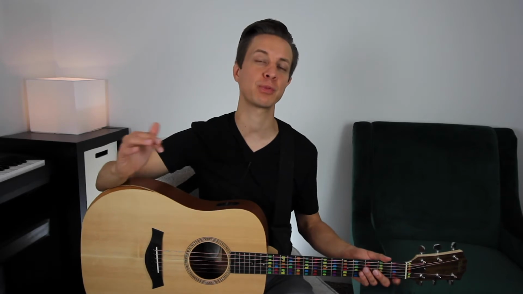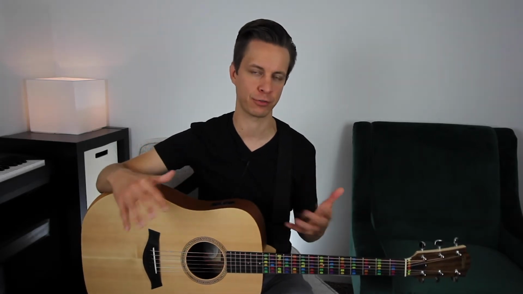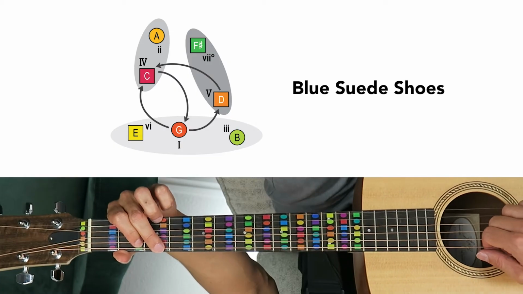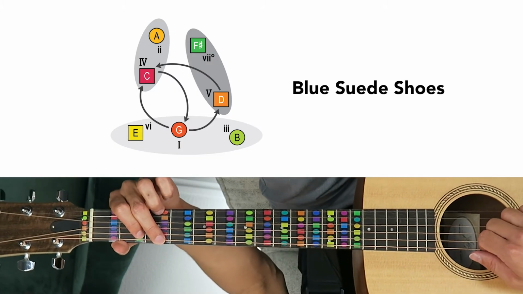To illustrate this point, let's play through the song Blue Suede Shoes in a handful of different keys to see how chord function is consistent from one to the next. Starting with the key of G, since that's what we've been doing so far and it's familiar.